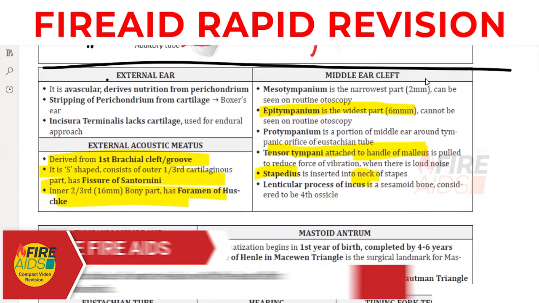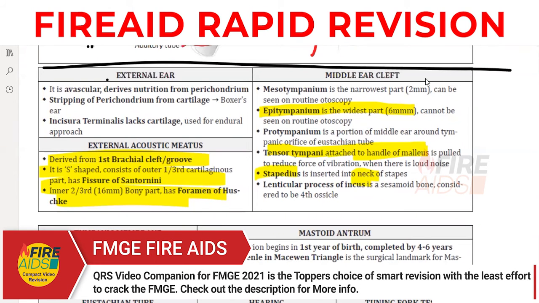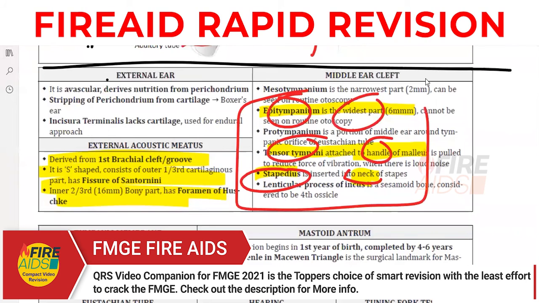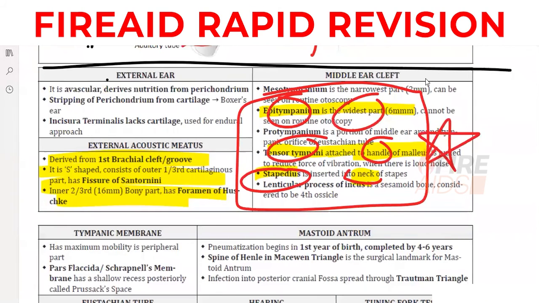Then comes the lenticular process of the incus, which is a sesamoid bone. Those points are not important. You need to remember the stapedius is the smallest muscle. The stapedius is inserted to the neck of the stapes. The tensor tympani is to the handle of the malleus. The epitympanum is the widest part. If you remember these 3 points, that should be enough for your exam.